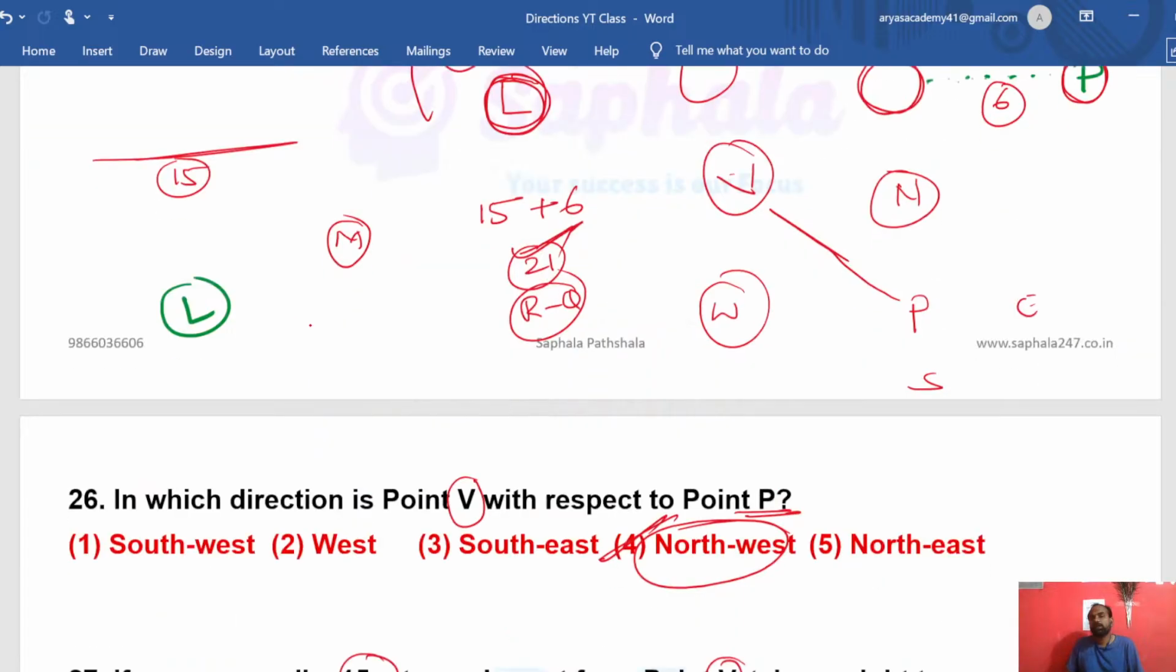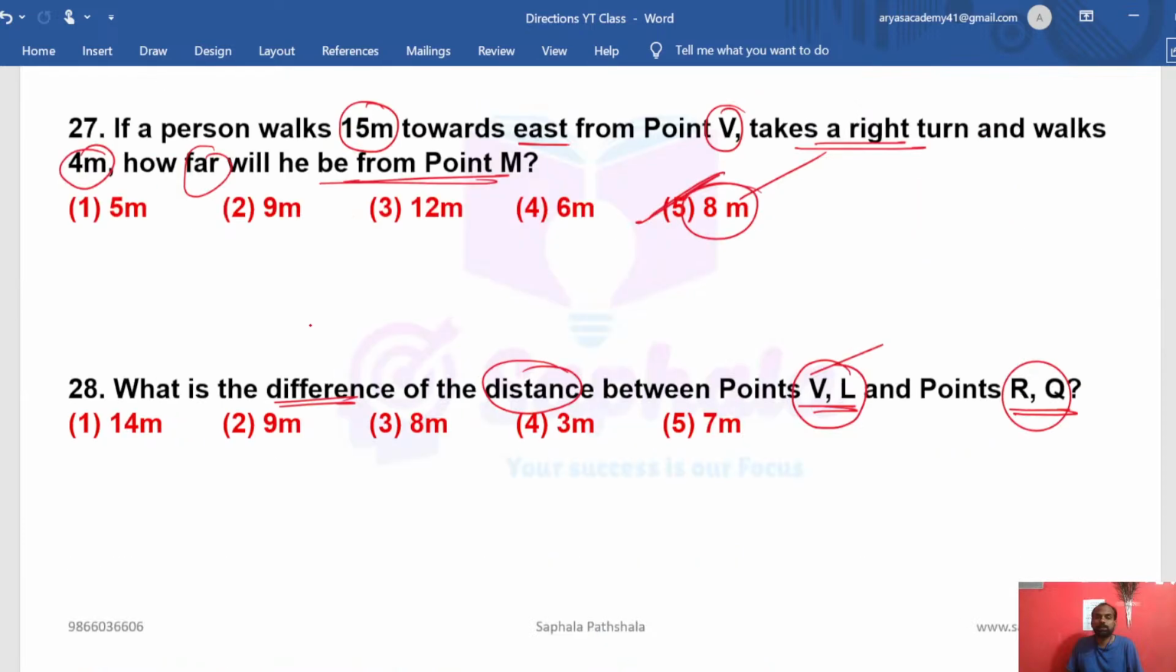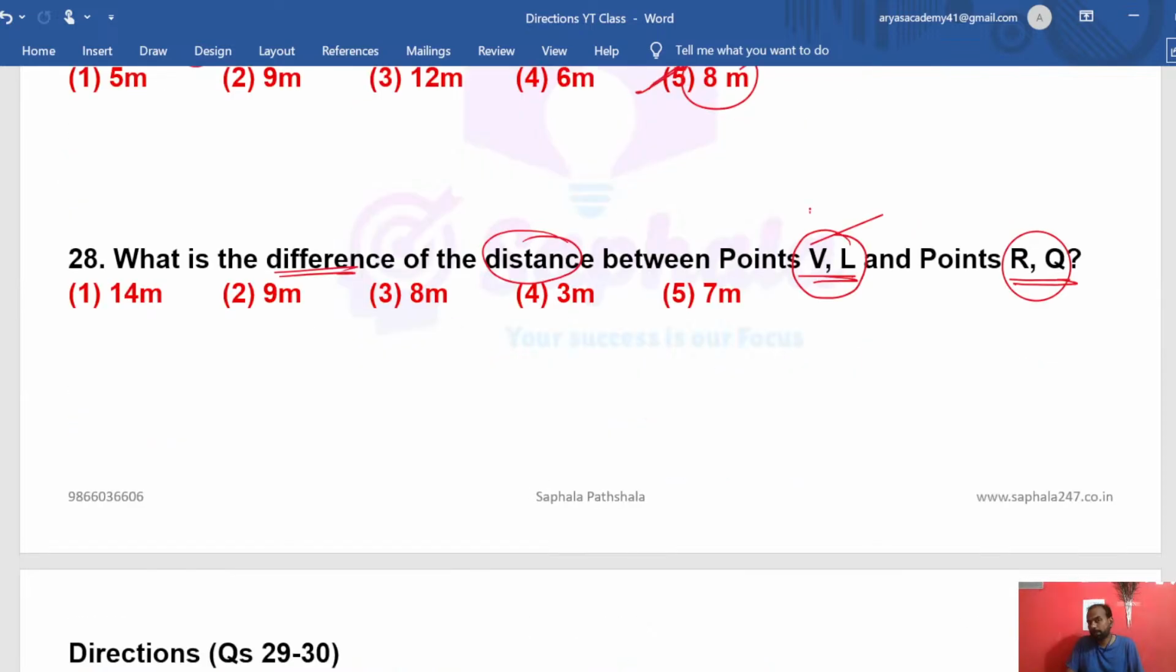ಸೊ ವಿ ಅಂಡ್ ಎಲ್ ಡಿಸ್ಟೆನ್ಸ್ ಇಸ್ 12, whereas the distance between R and Q is 21. So ಈ ಡಿಫರೆನ್ಸ್ ಕೇಳ್ತಿದ್ದಾನೆ. 21, 12 ಡಿಫರೆನ್ಸ್ ಏನಾಗುತ್ತೆ? 9 meters ಆಗುತ್ತೆ, which is at option 2. Okay. Yes, that's it.